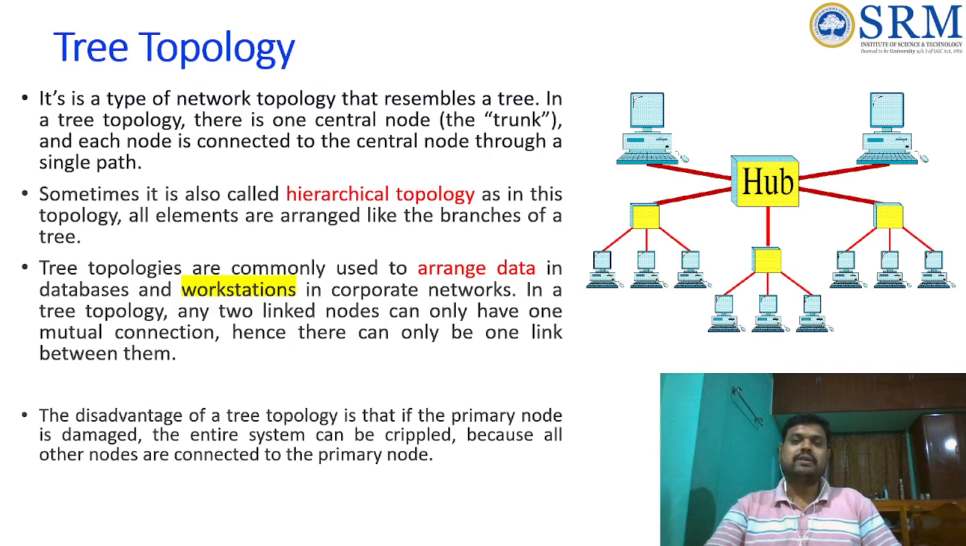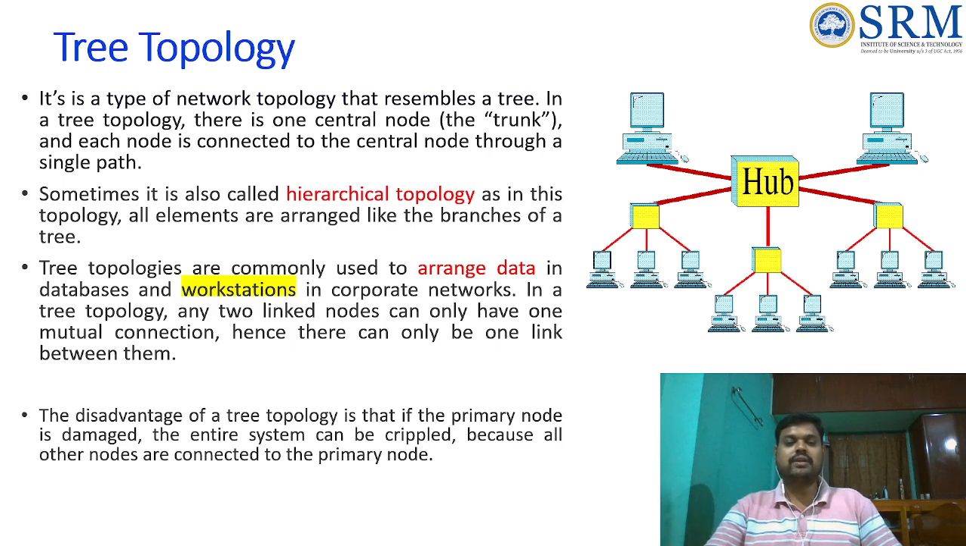So basically the structure will resemble a tree. That's why it is called tree topology. There is one central node, and each node is connected to the central node through a single path. So if you want to communicate with a particular node, you have to go through the central hub, then to the parent node, and then through the child node. This is how the data will move from one end to another end, right?